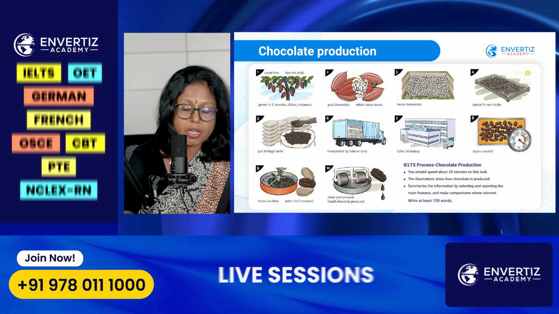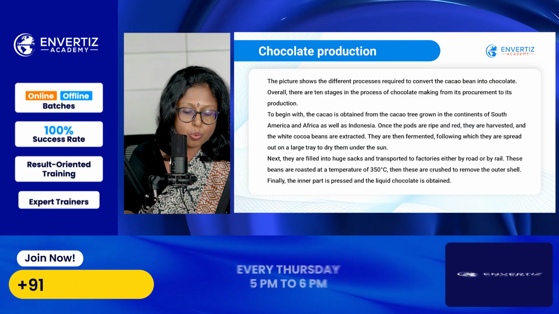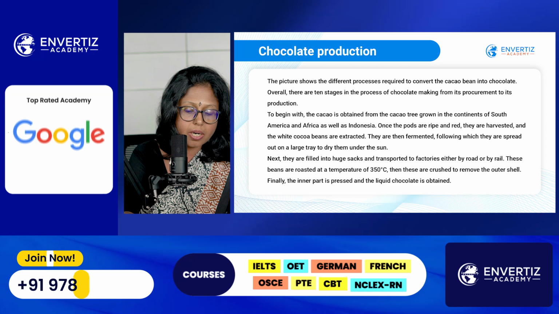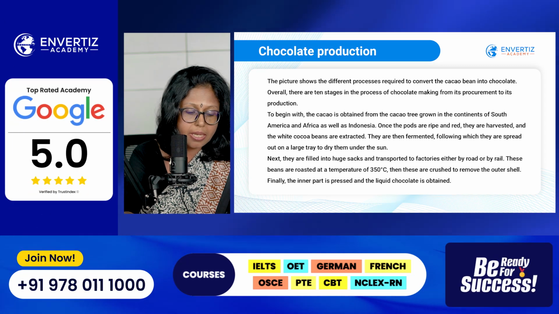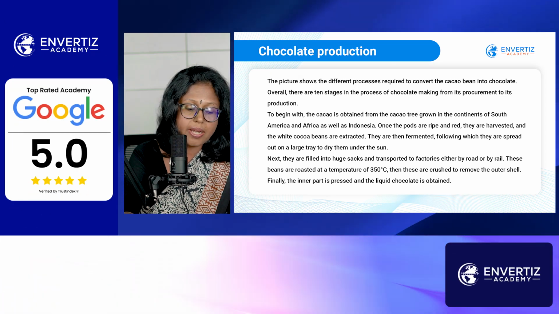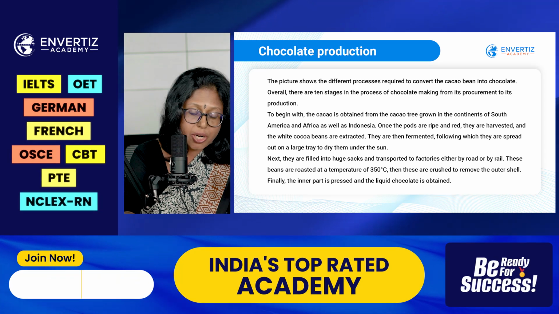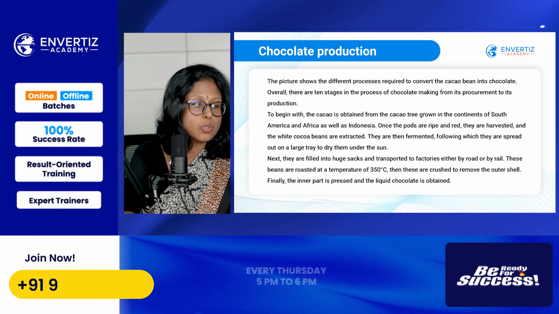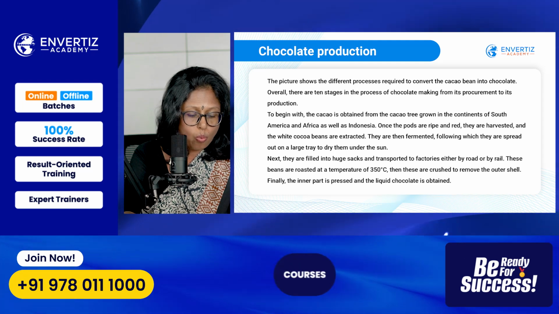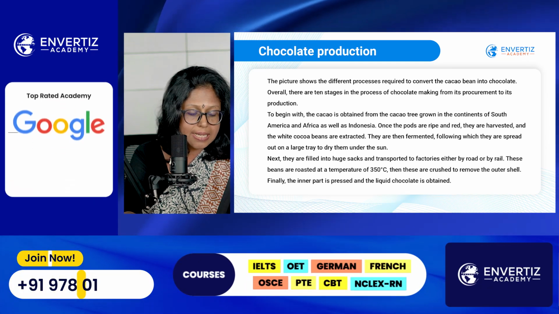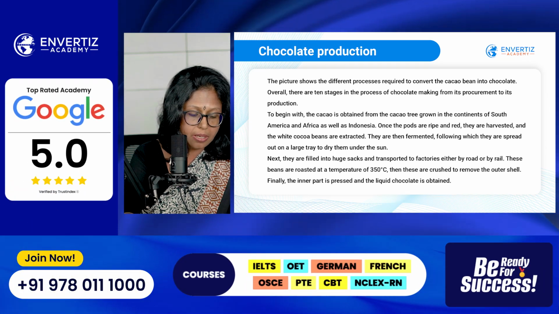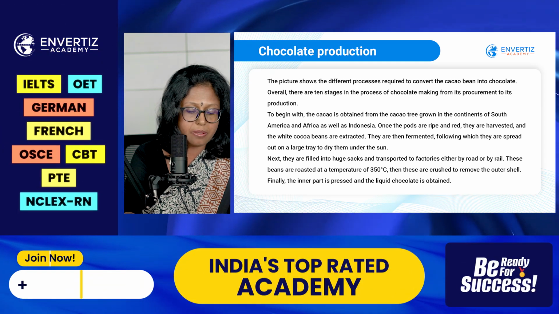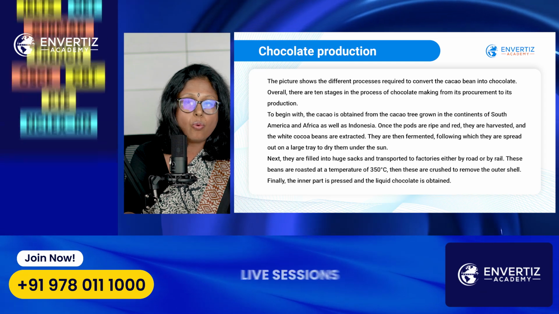So my introduction would be: the picture shows the different processes required to convert the cacao bean into chocolate. So that would be the introduction for this. This is followed by an overview. So the overview says: overall, there are 10 stages in the process of chocolate making, from its procurement to its production. So we have written the overview.